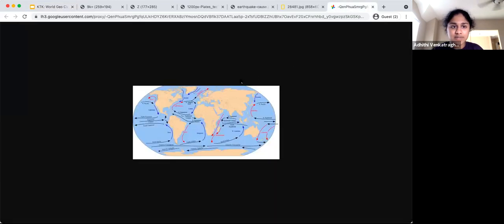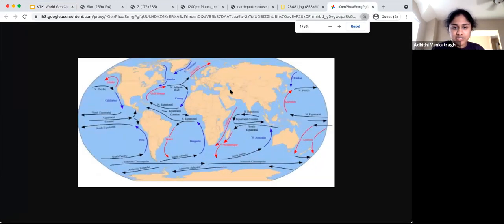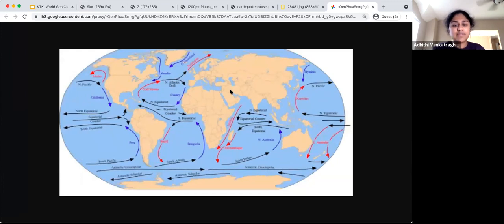So here is a picture of ocean currents. Let me make it a little bit bigger. It's not a very clear picture, but you can see that the red ones are where heat is moving. The ones that are in black are just generally circulating the ocean, and then the blue ones are cold water. So that's why waters near California are generally going to be cooler than waters that are near Florida or Texas. All right.